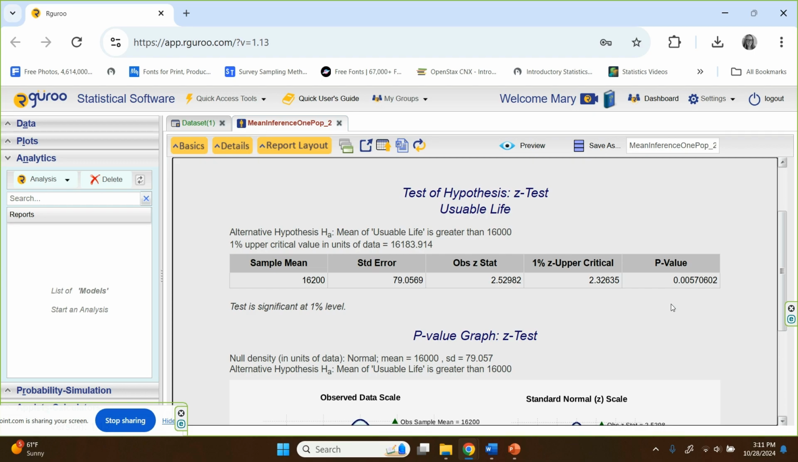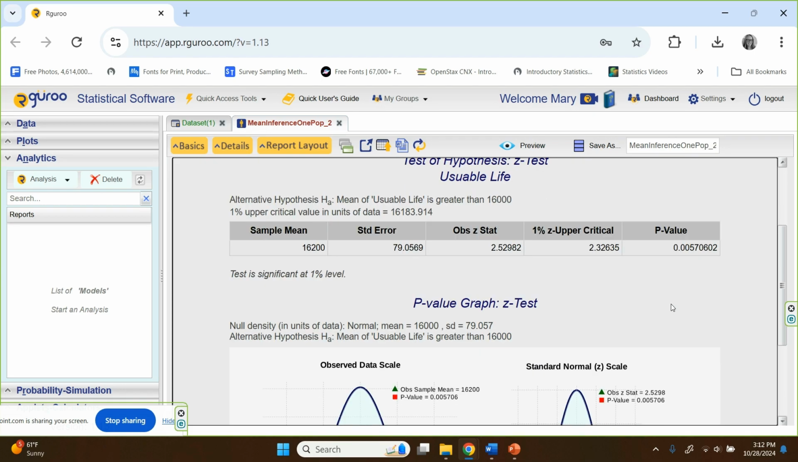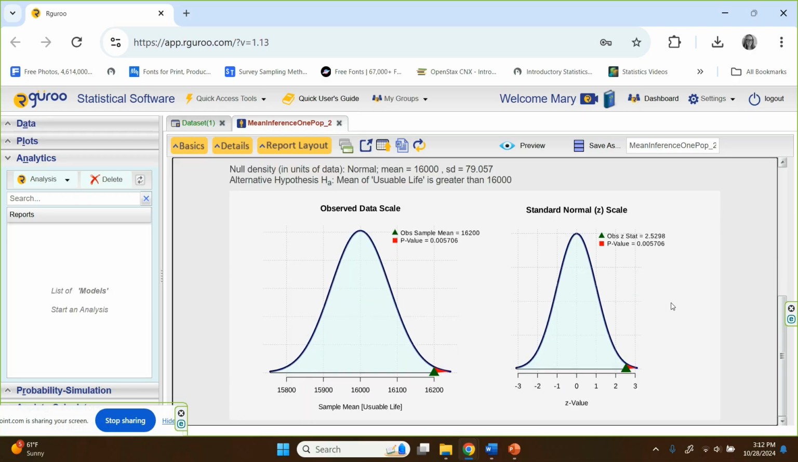Before I pop back over to where I write, I'd like to look at the output. I love the graphs provided by Rguroo. And so we have them here. I can see here that it's a right tail test because of the greater than in our alternative. You can see that there is a little bit of shading over here. And our test statistic was 2.53, so you can see right there between 2 and 3. It also corresponds and lines up with the graph on the left, which came about because of the 16,200 that was the observed sample mean. So you can see those line up.